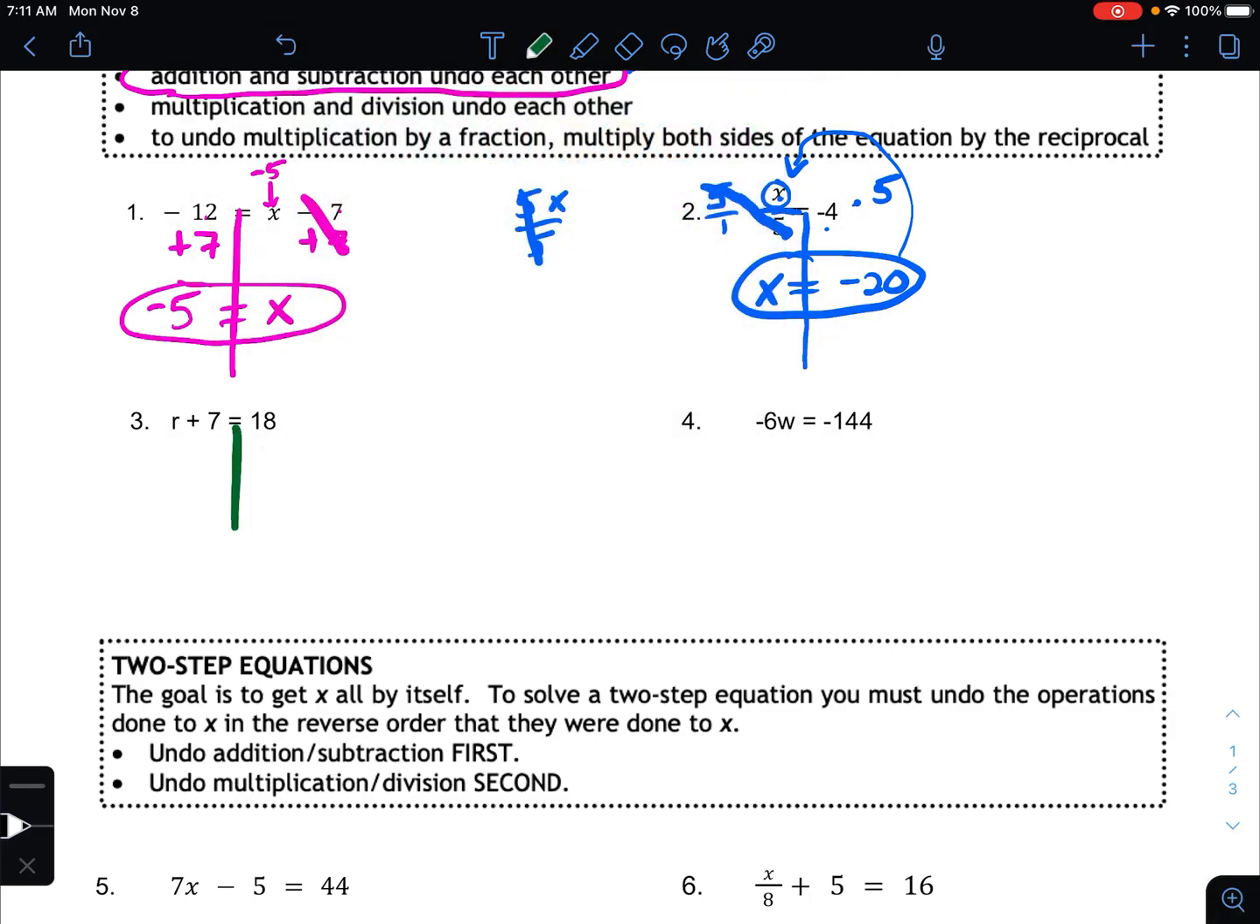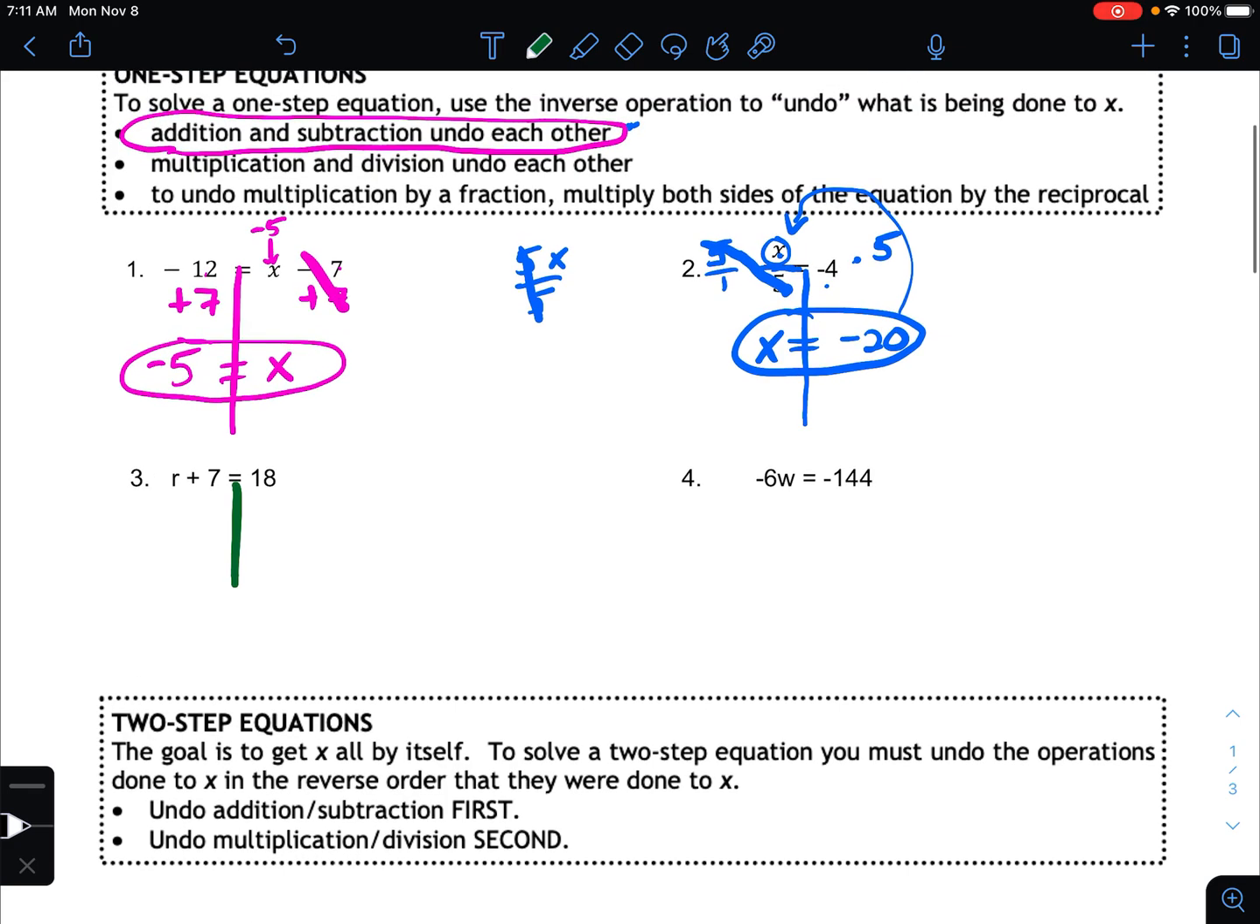Number 3. All right, so again, I'm looking at what's on the same side of the equation as the variable. r plus 7 equals 18. This one's probably one you could do in your head. What plus 7 is equal to 18? So again, I'm going to go through my algebraic steps to show my work. I do have addition here, so I will undo it by subtracting 7 from both sides.